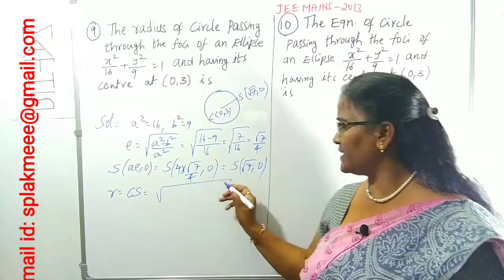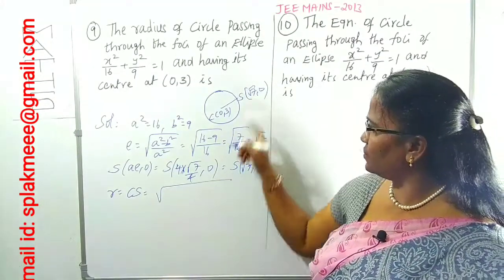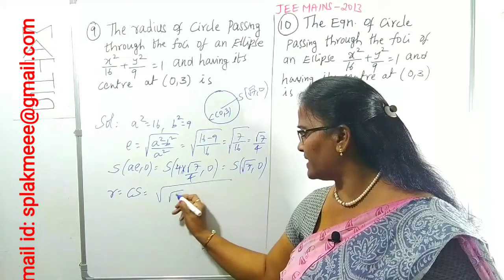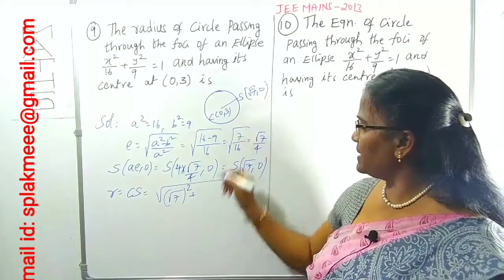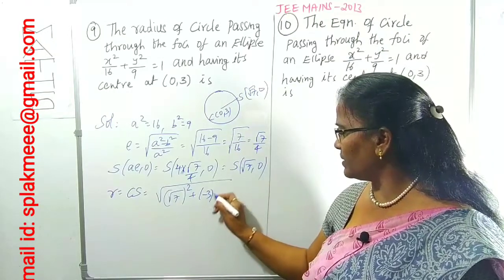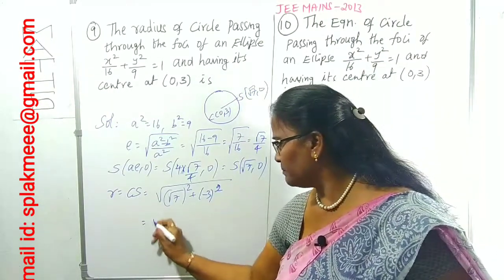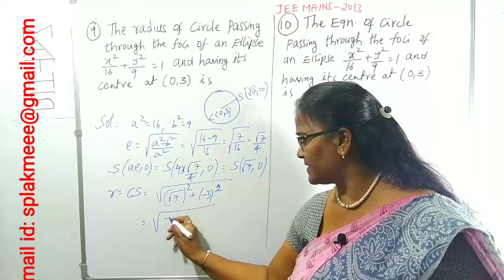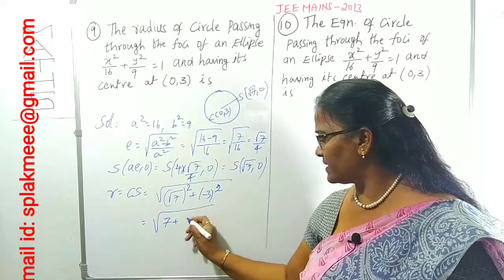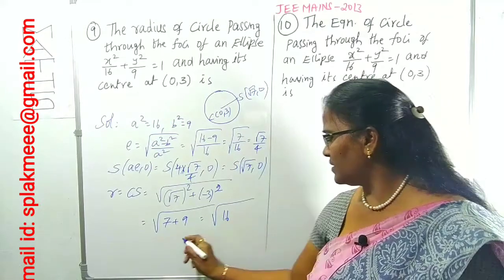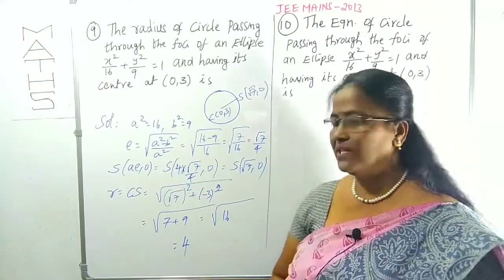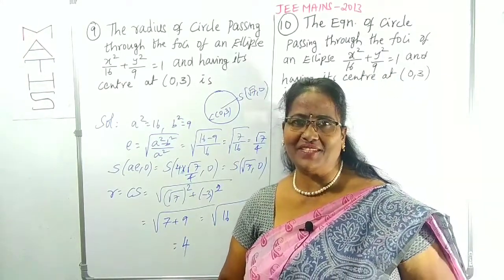Under root, (x2 minus x1) whole square, that is (root 7 minus 0) whole square, which is root 7 square, plus (0 minus 3) whole square, which is minus 3 square. Therefore, this is simply root over (root 7) whole square is 7, plus (minus 3) whole square is 9. That is root over 7 plus 9, which is 16. Root 16 means 4. That is our required radius of the circle.